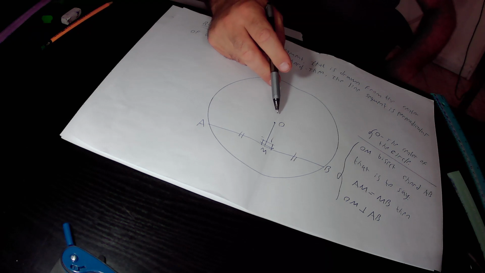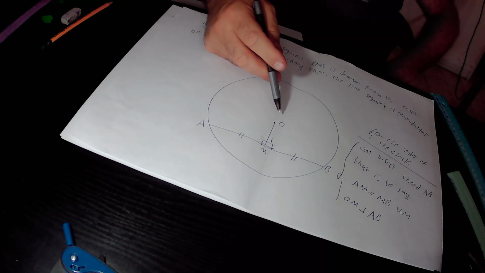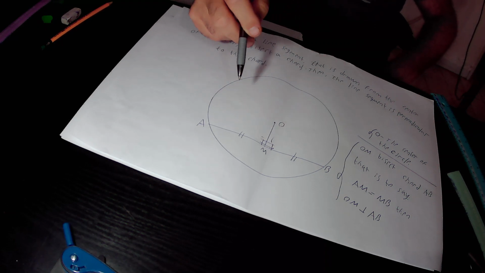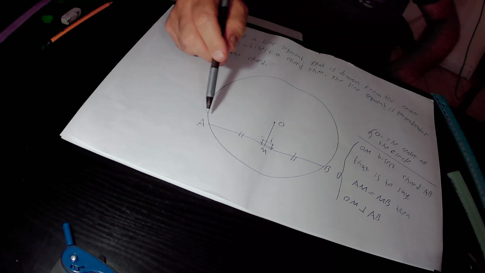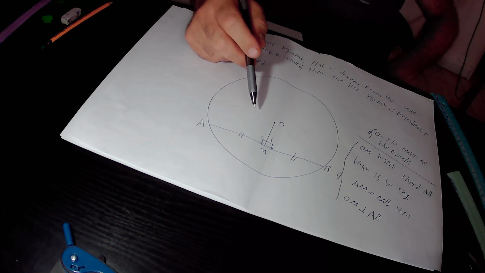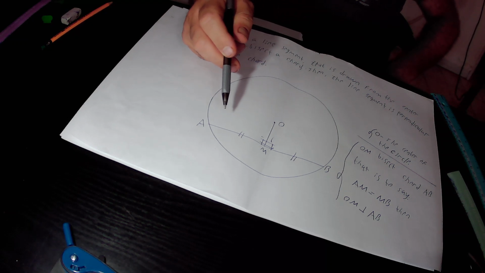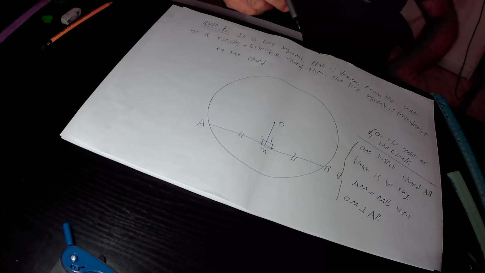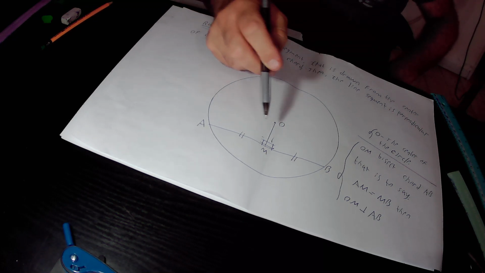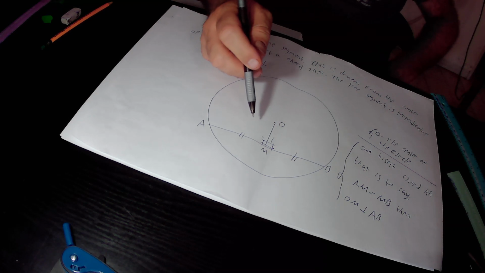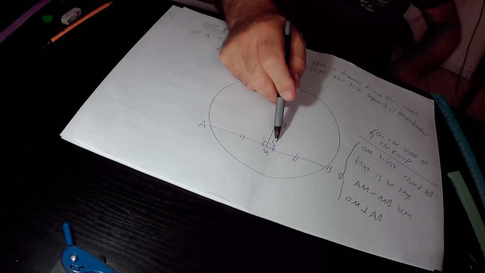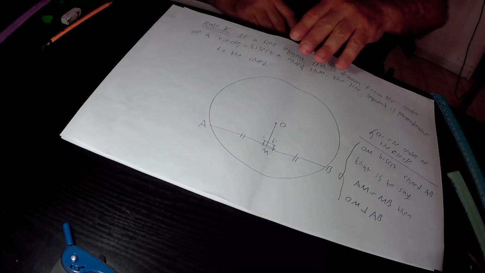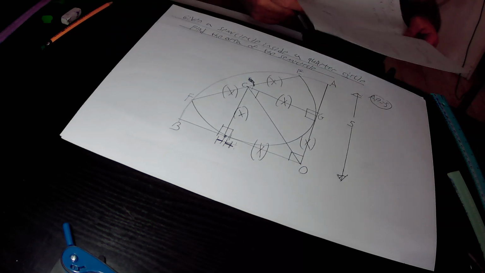Point O is the center of the circle. From the center of the circle, that is to say from point O, we have line segment OM that bisects chord AB. Why? Because we know that MA equals MB, and therefore line segment OM bisects chord AB. And because line segment OM bisects chord AB, line segment OM is also perpendicular to chord AB. That is to say, this angle equals 90 degrees and this angle also equals 90 degrees according to this rule, rule 7.